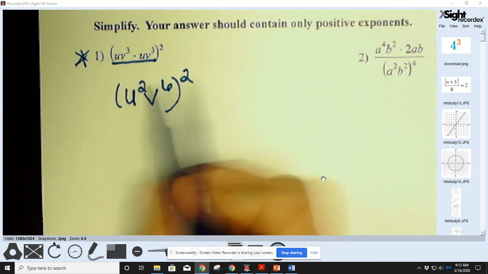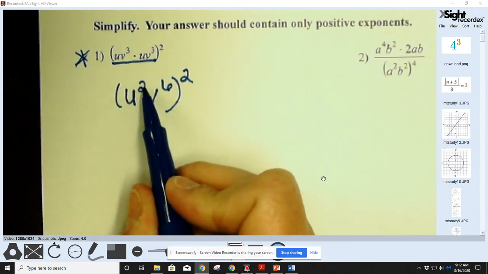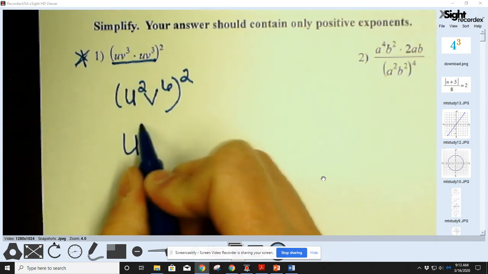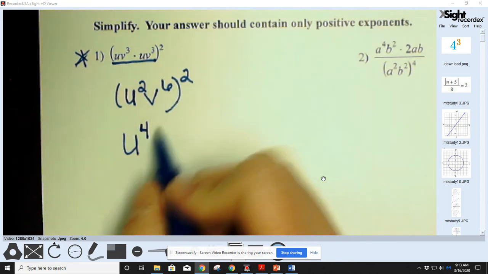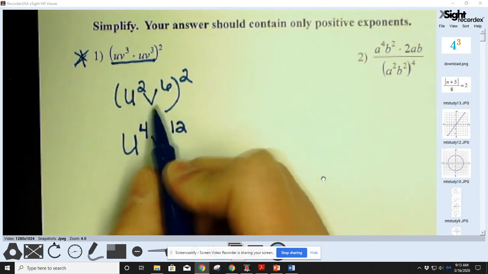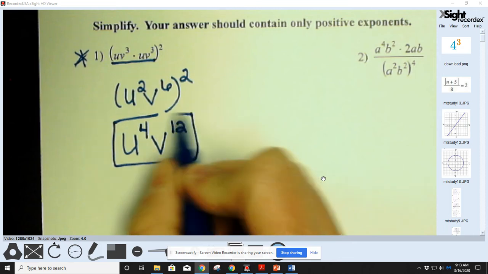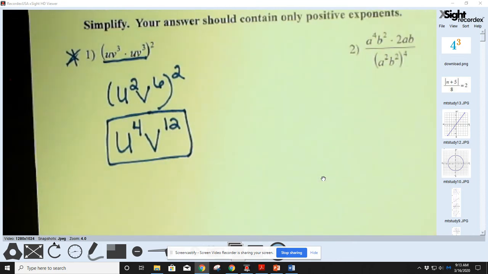Okay, then I've got to use my power rule. So I multiply the exponents. So u would be u to the fourth, and v would be v to the 12th. And that would be my simplified answer.